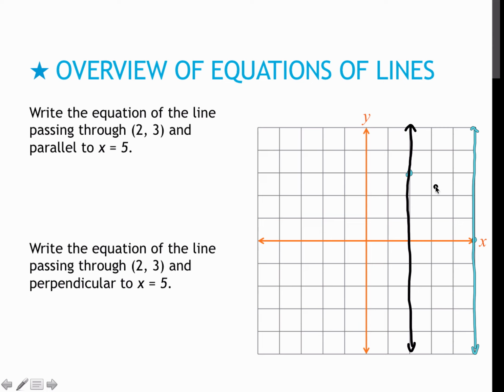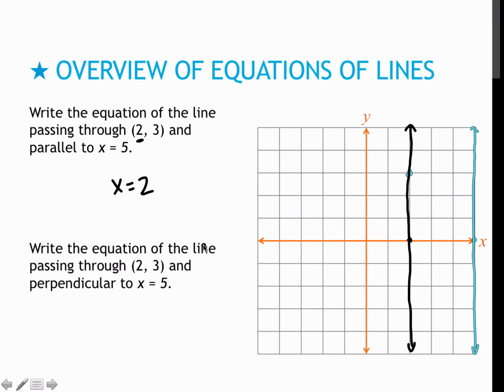So we haven't really done this with the horizontal or vertical lines yet, but what we know is that this is parallel to x equals 5. Which means here's x equals 5, right? And I want it to be like this also, which means I still want it to be undefined. Notice it's going through x at 2. See here at 2, so my answer would be x equals 2.